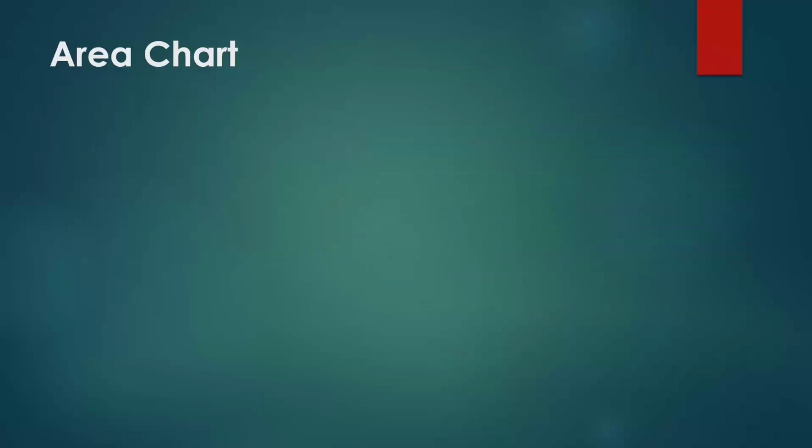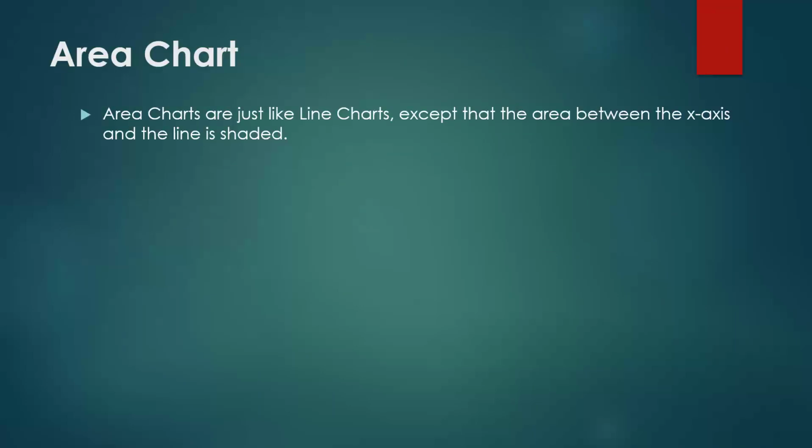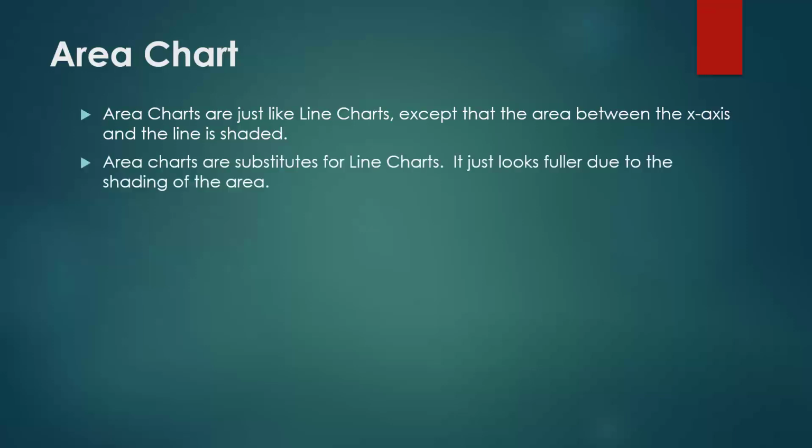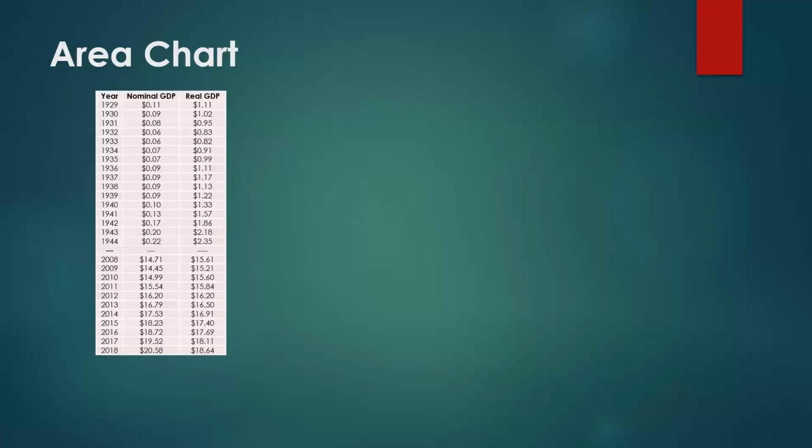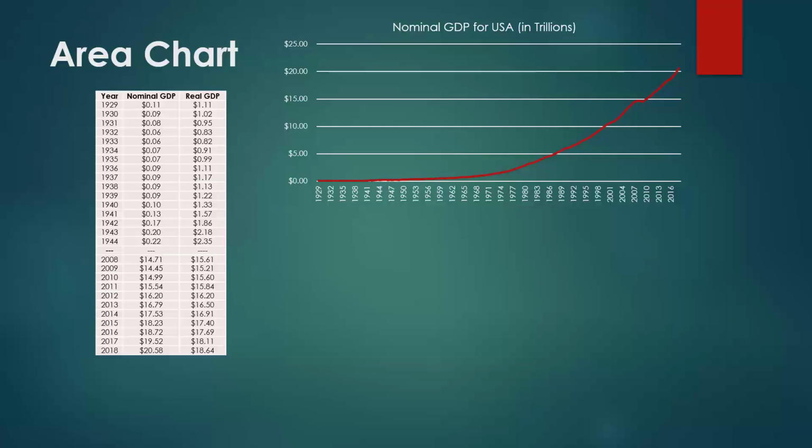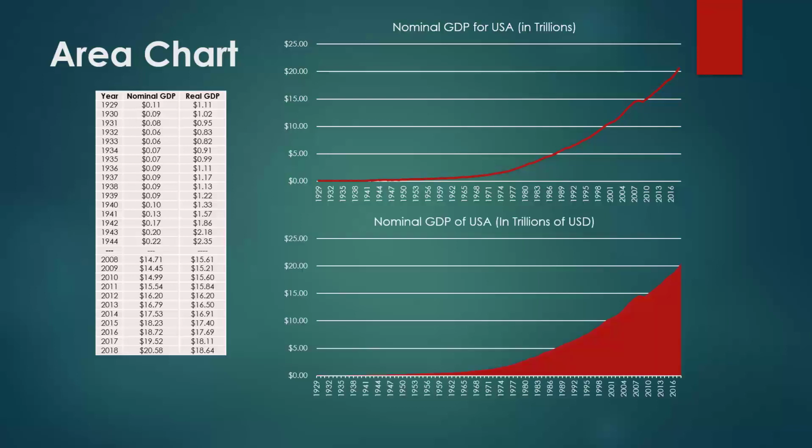Area chart. Area charts are just like line charts, except that the area between the x-axis and the line is shaded or filled. So area charts are substitutes for line charts. They just look fuller due to the shading or the filling of the area. So suppose I have this data, and if I were to draw a line chart for just the nominal GDP column, it looks like this. The area chart looks like this.